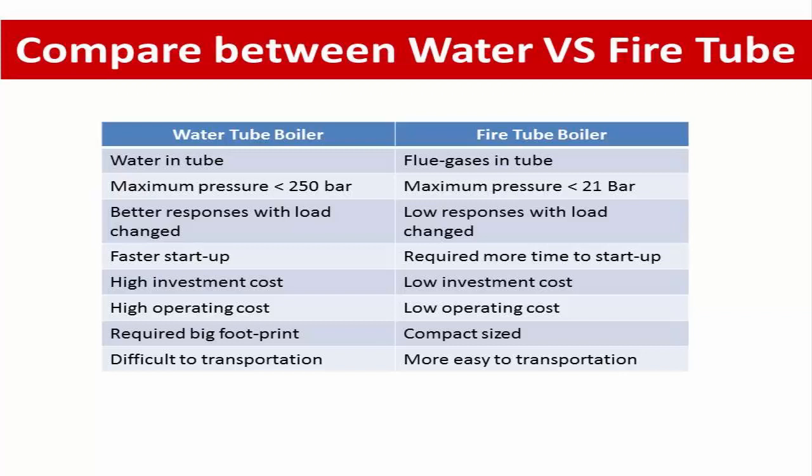However, water-tube has high investment cost, high operating cost, requires a bigger footprint and is difficult to transport. But the benefits of the fire-tube boiler are low investment cost, low operating cost, and very compact size, so it is easier to transport. So this is the comparison between the water-tube boiler and fire-tube boiler.